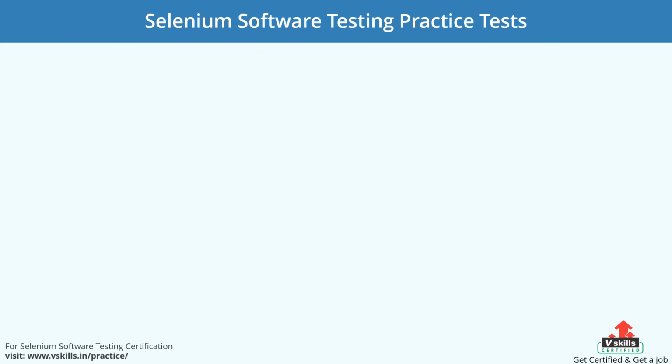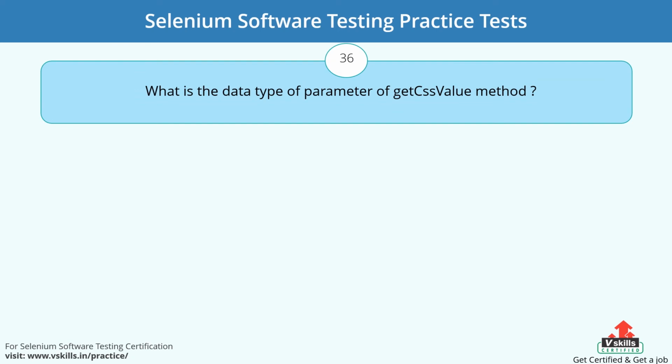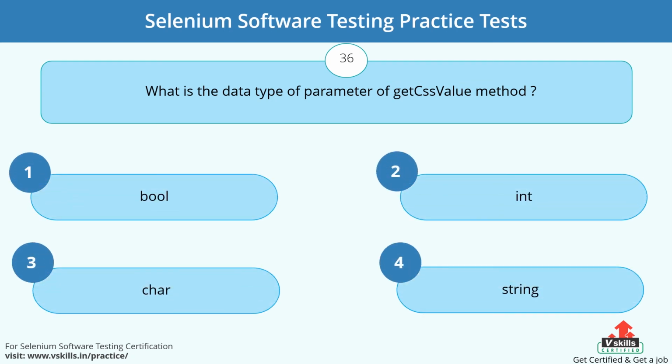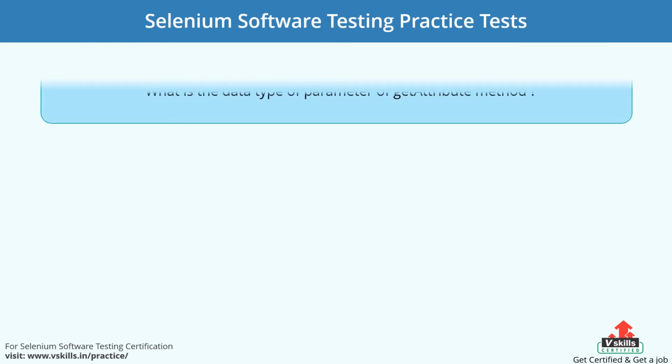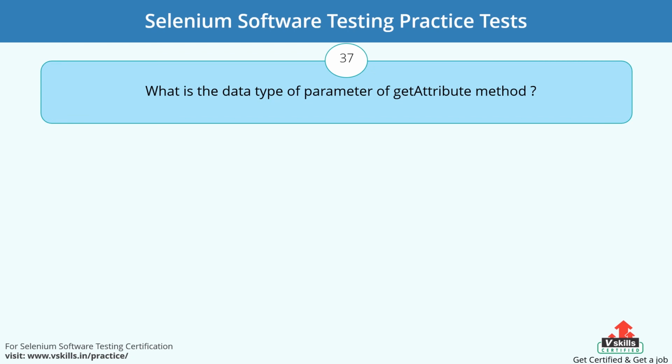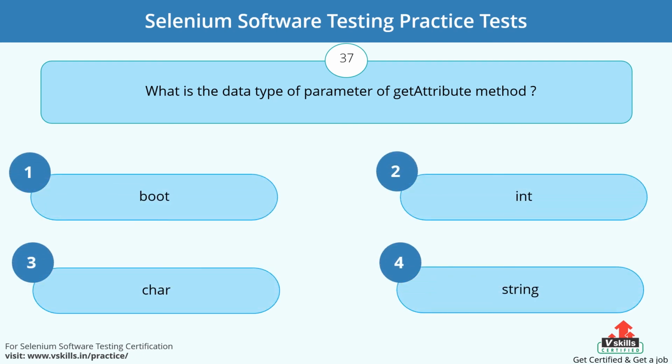Question number 36, what is the data type of parameter of getCssValue method? The options are A. Bool, B. Int, C. Char, D. String. The correct answer is option D. Question number 37, what is the data type of parameter of getAttribute method? The options are A. Bool, B. Int, C. Char, D. String. The correct answer is option D.